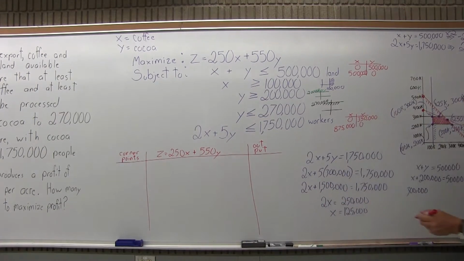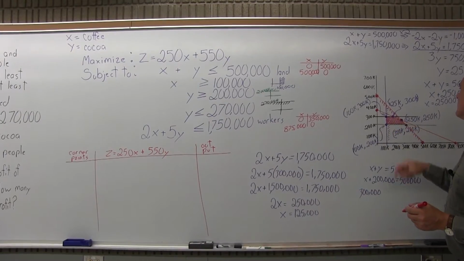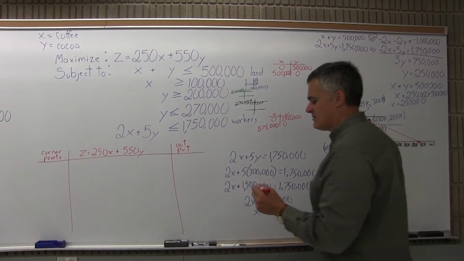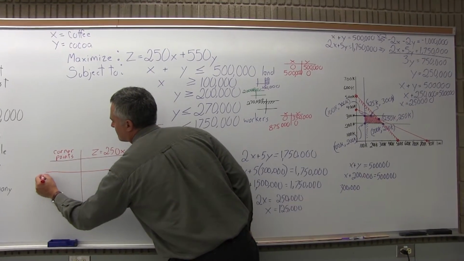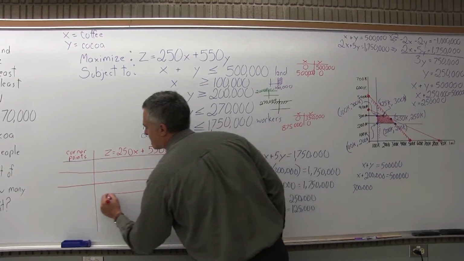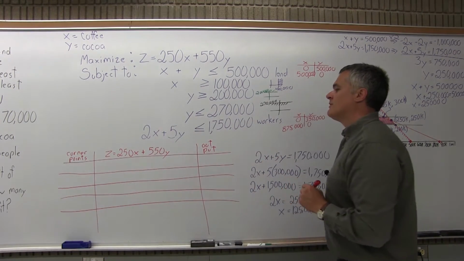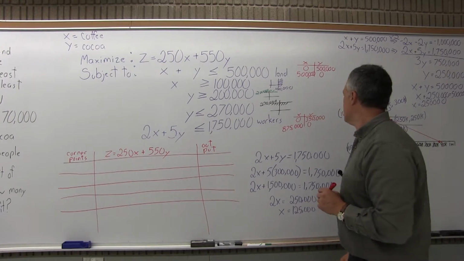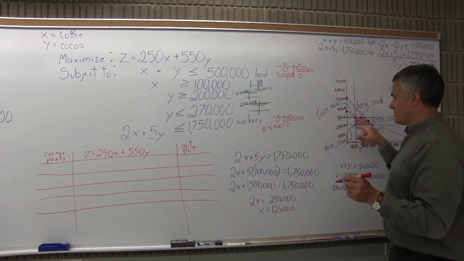Now, usually I have like 4 or 5 corner points. This one has 1, 2, 3, 4, 5. Oh, I guess it's still 5. It's not that bad. So I'm going to need 5 rows. So 5 corner points, a chart with 5 rows. You don't have to list the corner points in any special order. I'll just go right around.